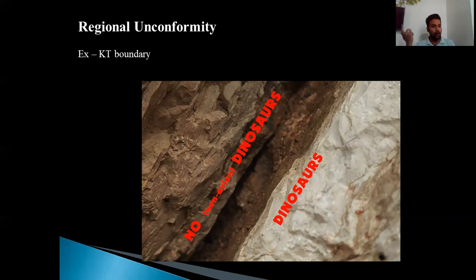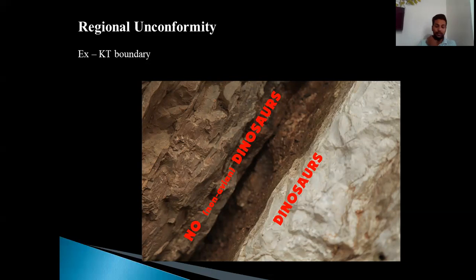And you can trace this KT boundary throughout the world. So this boundary, this unconformity, is a regional unconformity. It will not be localized. Wherever you go, you may go to America, Australia, or somewhere else, you will find the same characteristics of this unconformity. The local unconformity is the unconformity which is reserved for local areas, which cannot be traced regionally. So local unconformity is the contrary of regional unconformity.